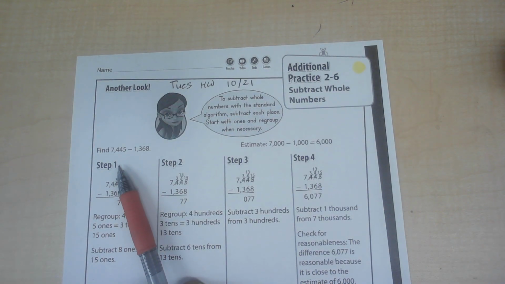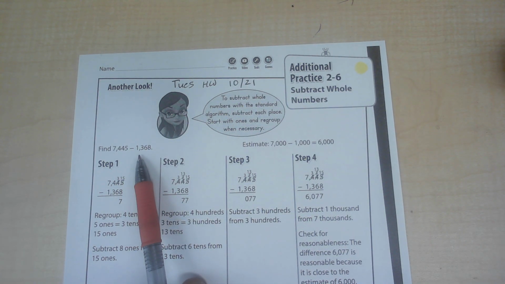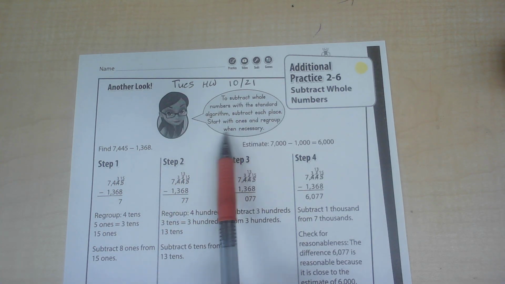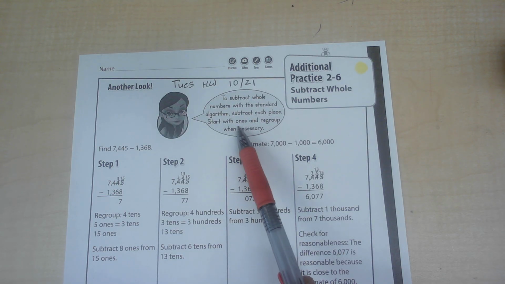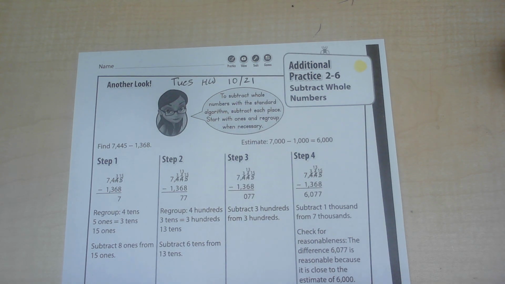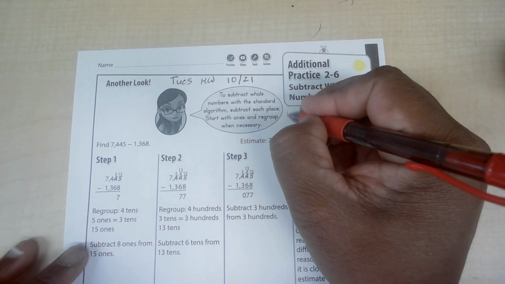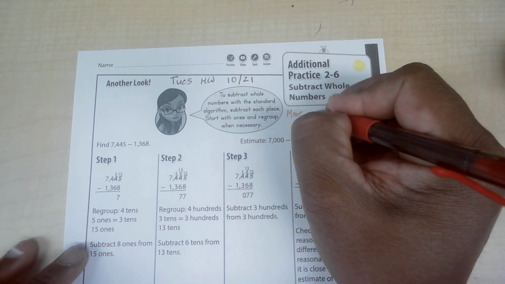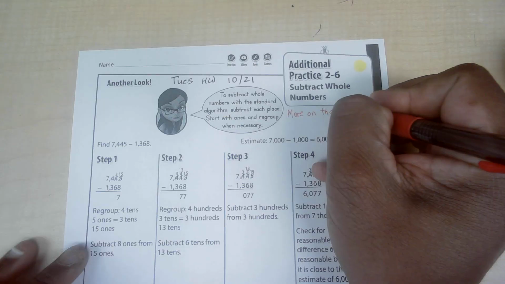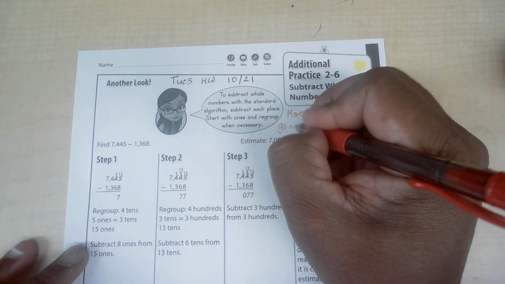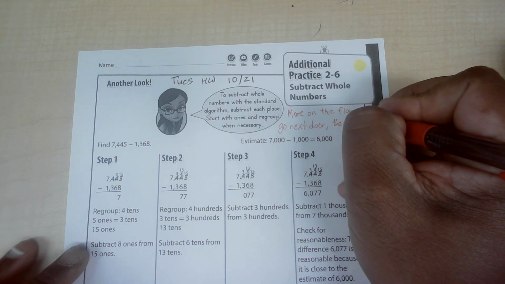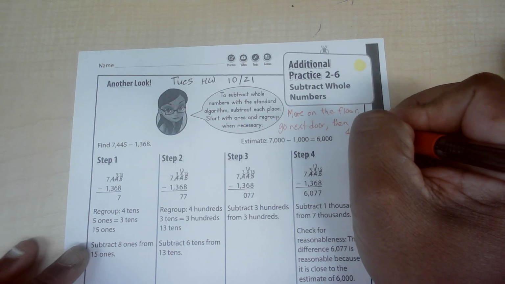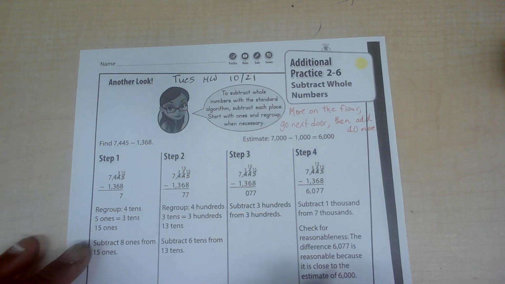Find 7,445 minus 1,368. And a little hint here, to subtract whole numbers with the standard algorithm, subtract each place, start with the ones, and regroup when necessary. And you regroup if there is more on the floor, go next door, then add 10 more. That's a little reminder of how it works.